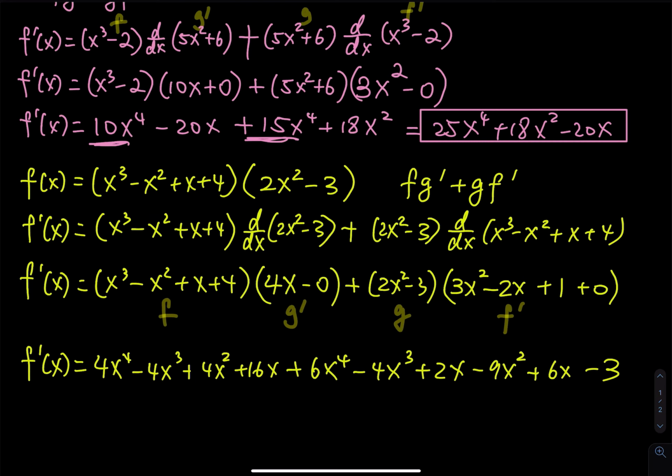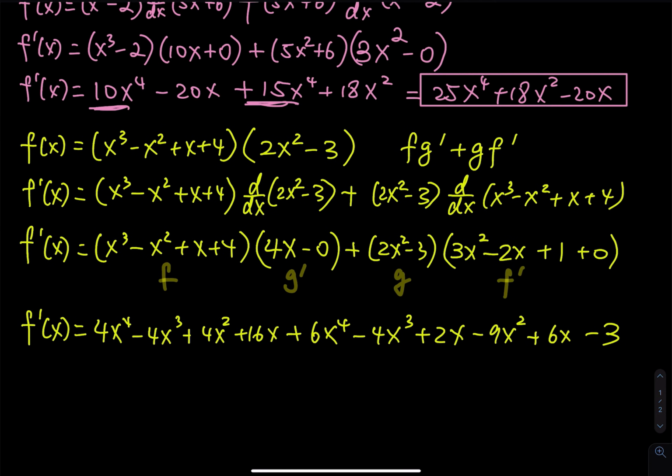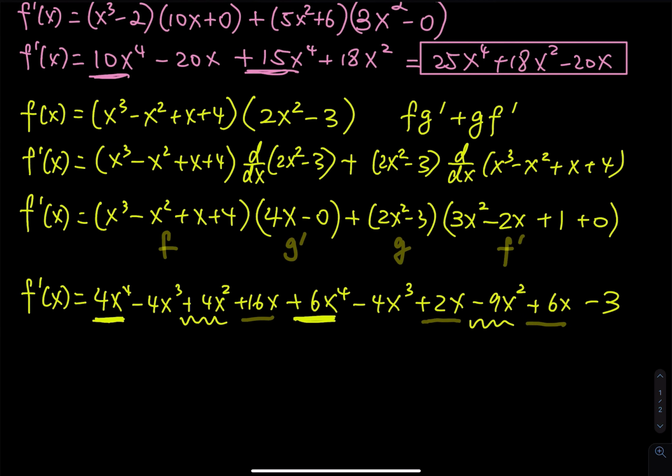Did I do everything right? 6x to the fourth minus 4x to the third plus 2x minus 9x squared, plus 6x, and then minus 3. Let me check the first four terms. 4x to the fourth minus 4x to the third plus 4x squared plus 16x. So everything looks fine. Anything to simplify? Yep. So we have these two. What else? And then we have the x squared. Anything else? And then we also have the x, right? So we have the x, and the x.